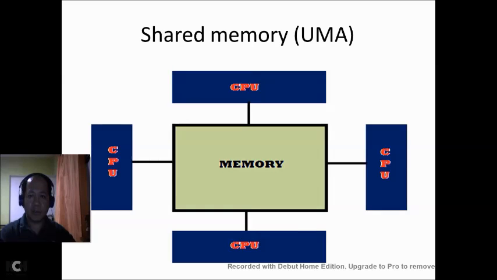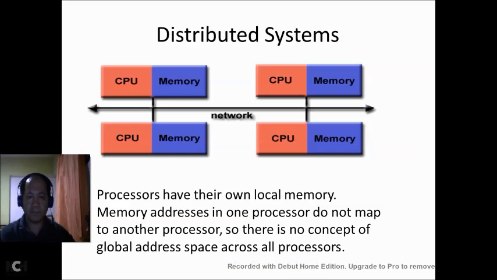Shared memory, or uniform memory access. In this type of architecture, all processors have equal access time to memory, and this type of model is ideal for time-sharing applications in a multi-user environment. This is commonly represented by symmetric multiprocessors.